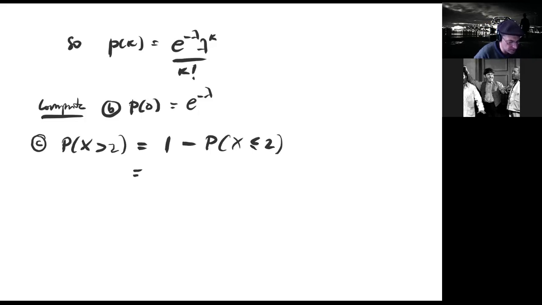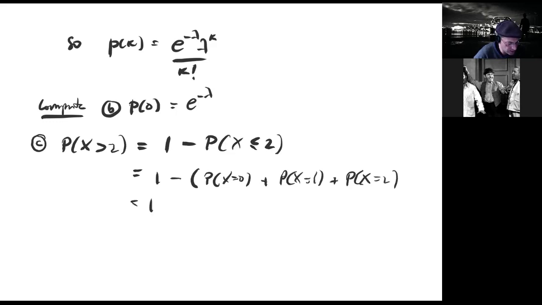Remember, the values of x for x less than or equal to 2 mean that's 1 minus the probability that x equals 0, or the probability that x equals 1, or the probability that x equals 2. In other words, 1 minus p of 0 plus p of 1 plus p of 2. Okay, so how do we get that?